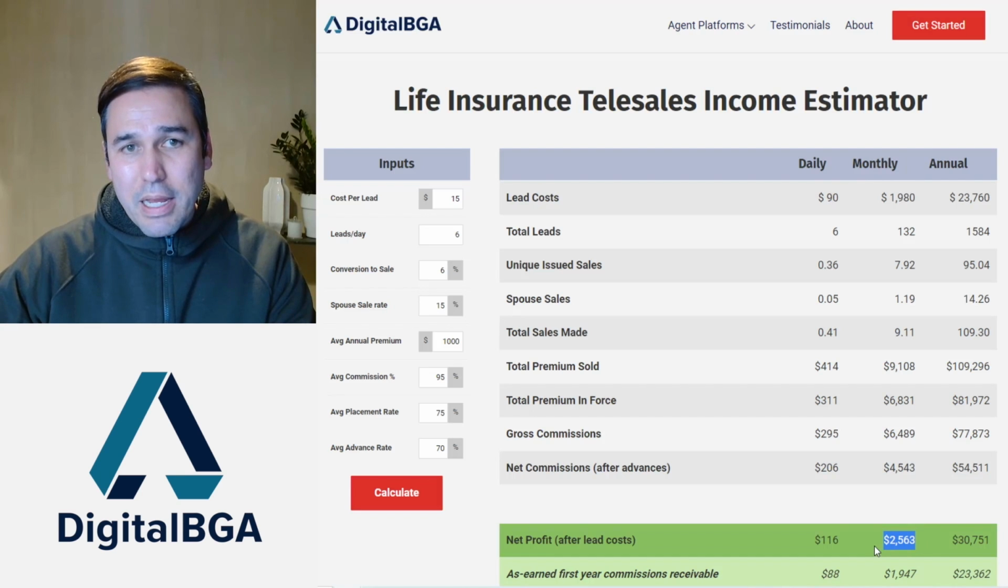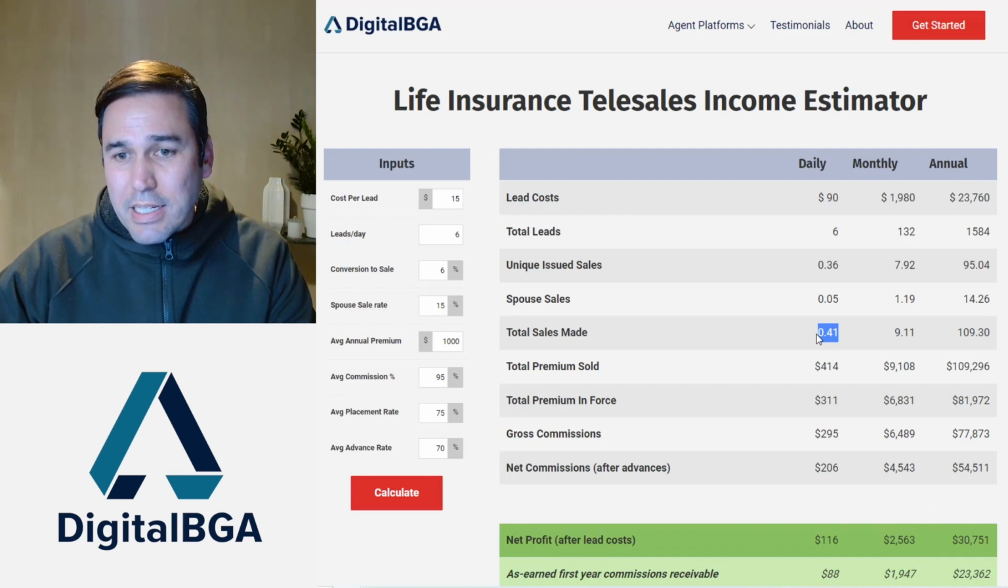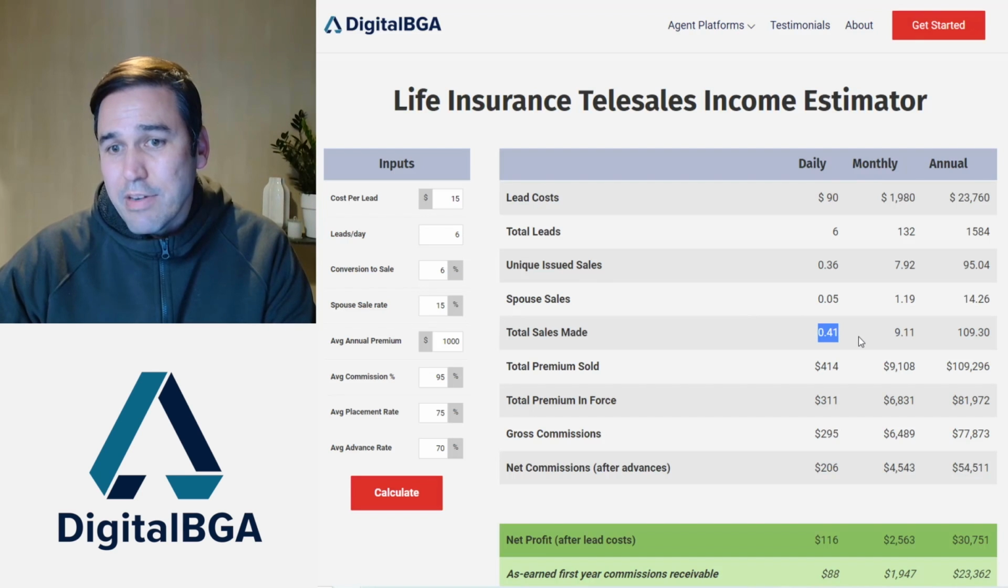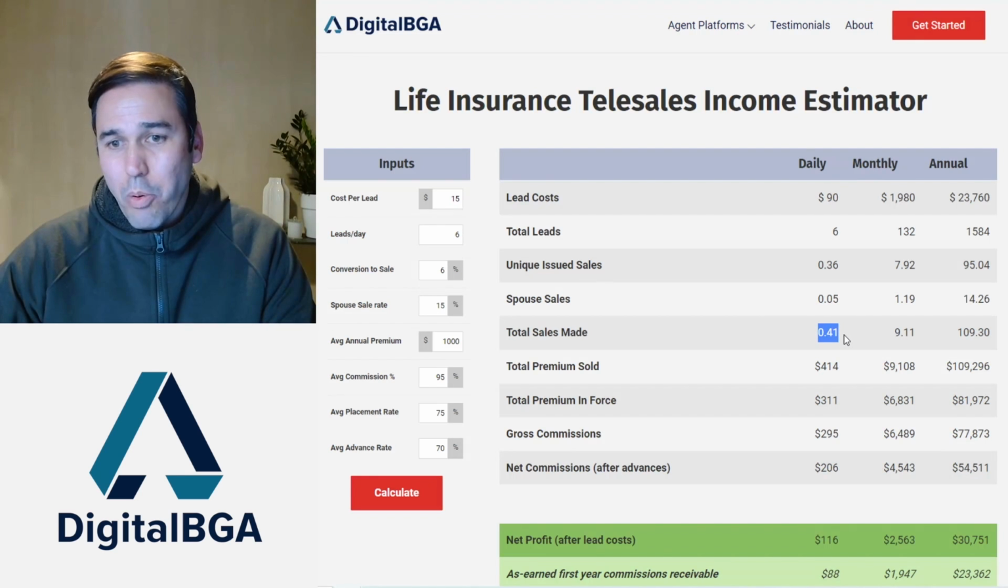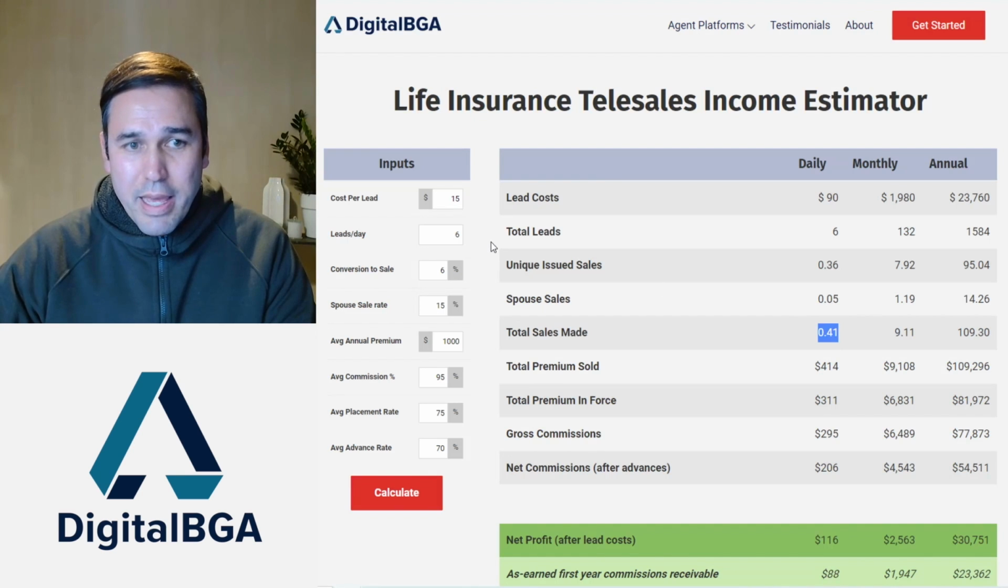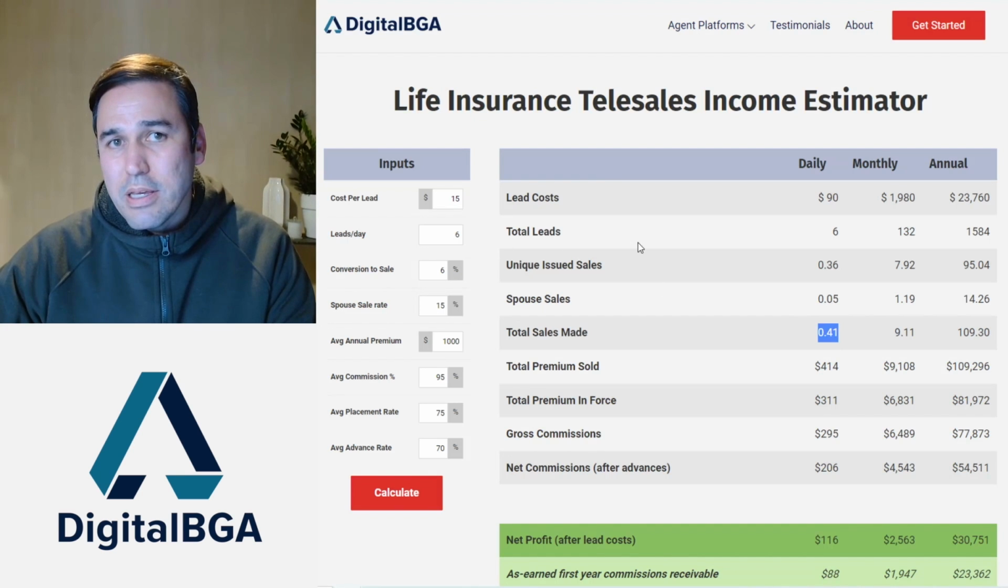You want to make more money. You want to make more sales. You just got to take more leads because right now it's expected that you write less than half a policy a day, right? So according to this, you should write a policy every 3 days, not even every 2 days, because of 0.82 total sales made with these numbers. You should be writing a policy once every 3 days or so. And that's to be expected.